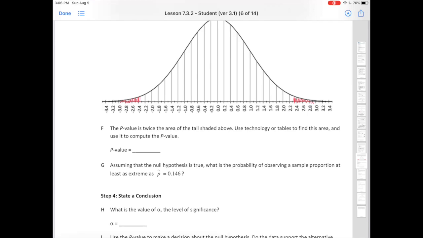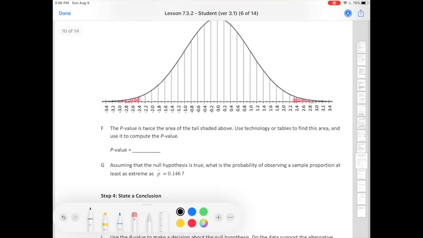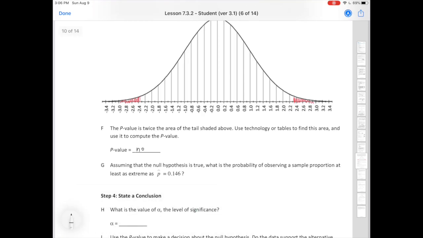So I'm going to get the area of the right side and then double it. Note that you can find the area of the left side and then double that one also, because those 2 areas that I shaded are the same. Okay, and again, we need to double it because this is a two-tailed test, and it's really easy to forget to do that, so be careful when you do these problems, all right?